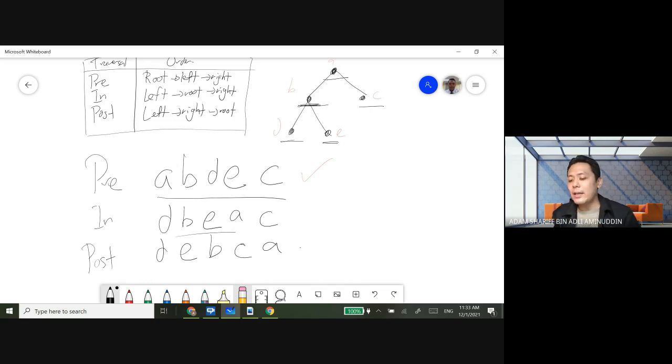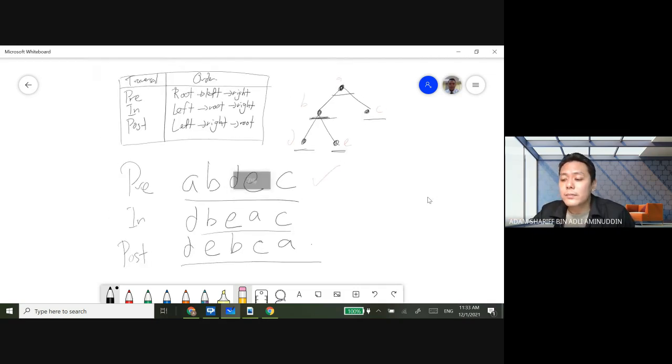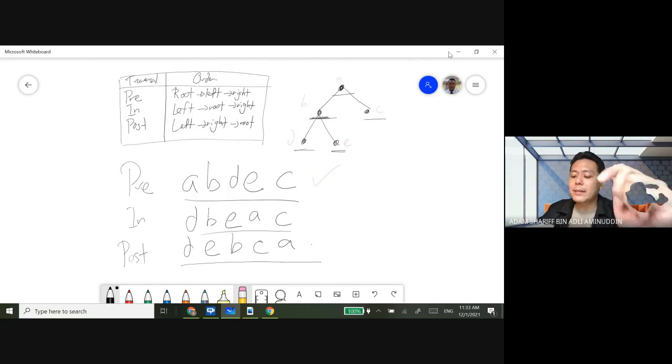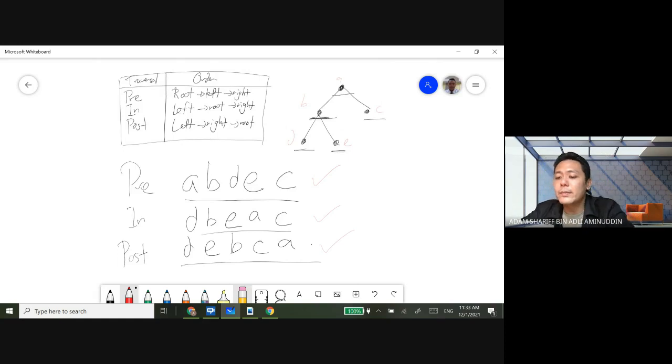So pre-order, in-order dan post-order. Okay, ambil masa untuk digest contoh kecil ni dulu. Beza antara pre-order, we visit the root left right, in order left root right, and the post order we left right and then root. I open to any question within 15 seconds.